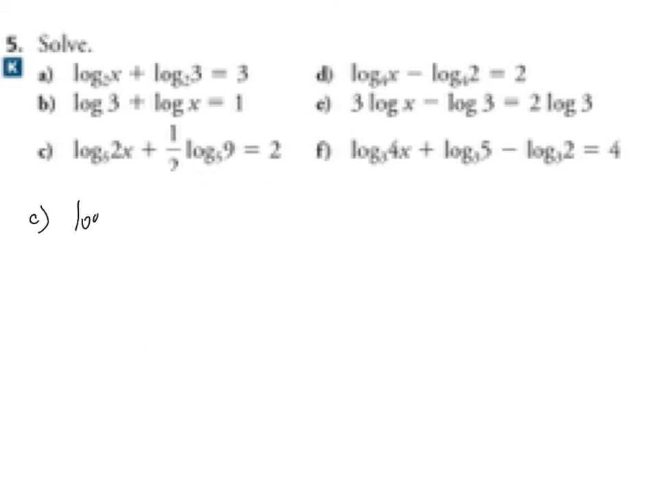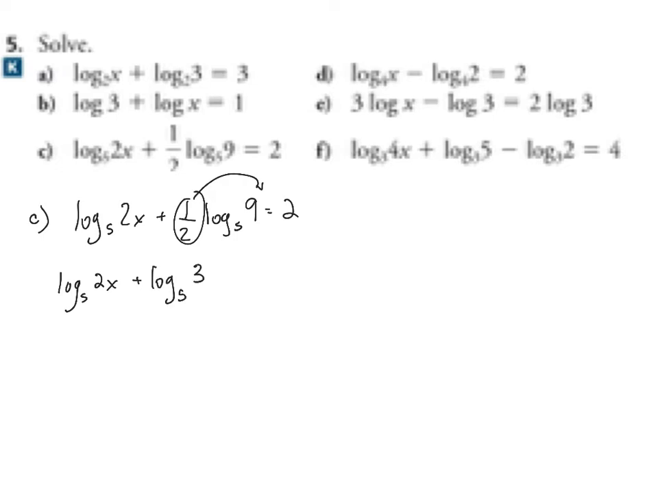Part C, log base 5 of 2x plus 1/2 log base 5 of 9 equals 2. All right, let's do an extra line. Log base 5 of 2x plus, we're going to bring this 1/2 up to here. So 9 to the 1/2 is the square root of 9, so 3. So log base 5 of 3, which equals 2. Now we can use our log rule to say log base 5 of 6x, which is 2x times 3, equals 2, which means 5 to the power of 2 must equal 6x. So x is equal to 25 over 6.